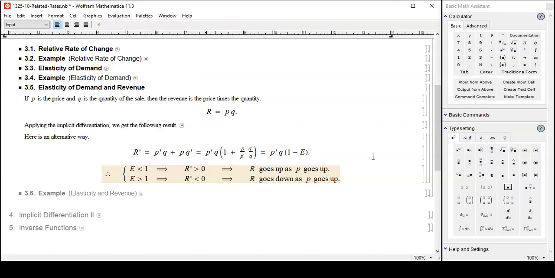Now, what if you have E greater than 1? Your product is elastic. In that case, this 1 minus E is negative. As price goes up, P prime is positive, and 1 minus E is negative, so this overall quantity, R prime, is negative. In that case, the revenue goes down as the price goes up. So the elasticity, whether it's elastic or inelastic, has a lot to do with the revenue going up or down.